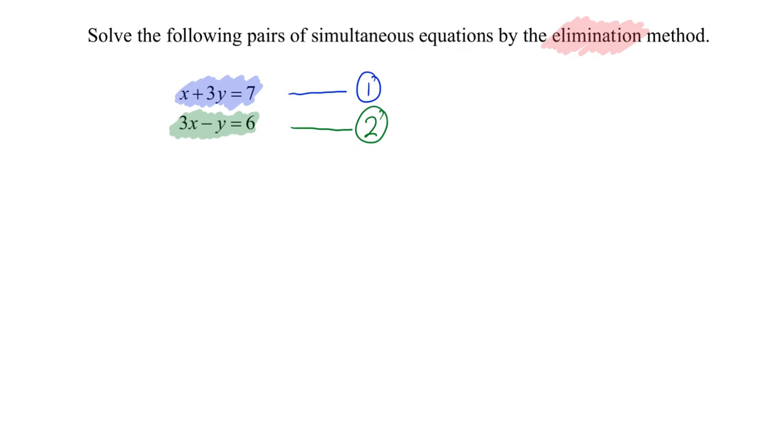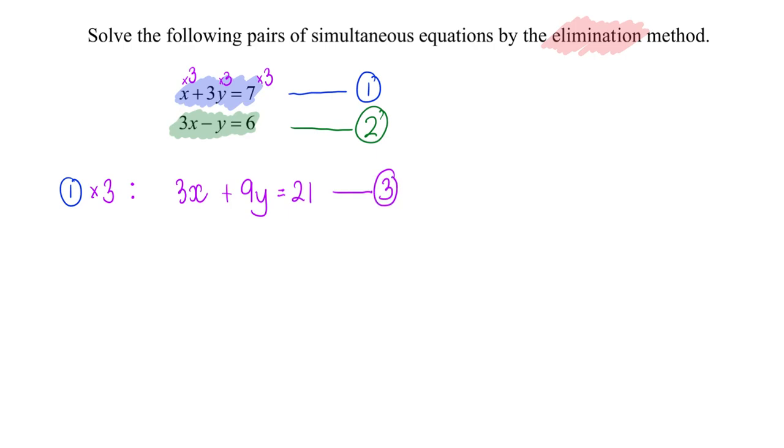Well, notice what Mr. Tan will do. For equation 1, I'm going to multiply by 3 throughout the equation. So that is step 1. I'm trying to make sure that I will have one variable that has the same coefficient. So after I multiply 3 throughout equation 1, I would have 3x plus 9y equals 21.